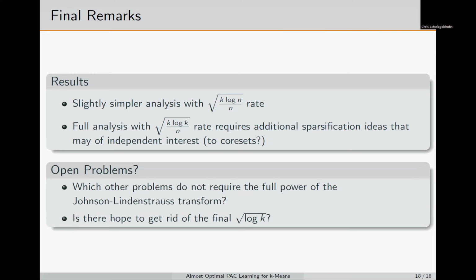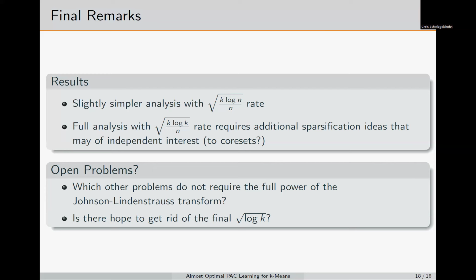The obvious one is: is the square root of log k factor necessary, yes or no? I personally do not have a very strong opinion. It is difficult to improve the lower bound, and we also so far did not manage to improve the upper bound any further. A slightly more general view is: which other problems do not require the full power of the Johnson-Lindenstrauss transform?